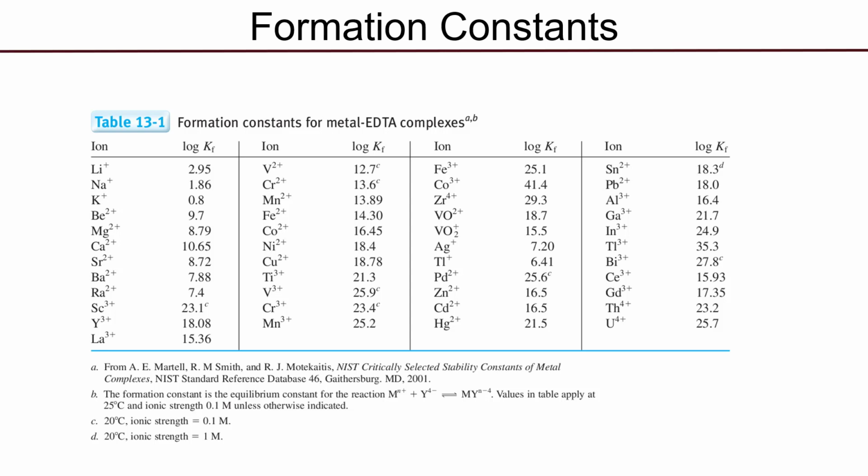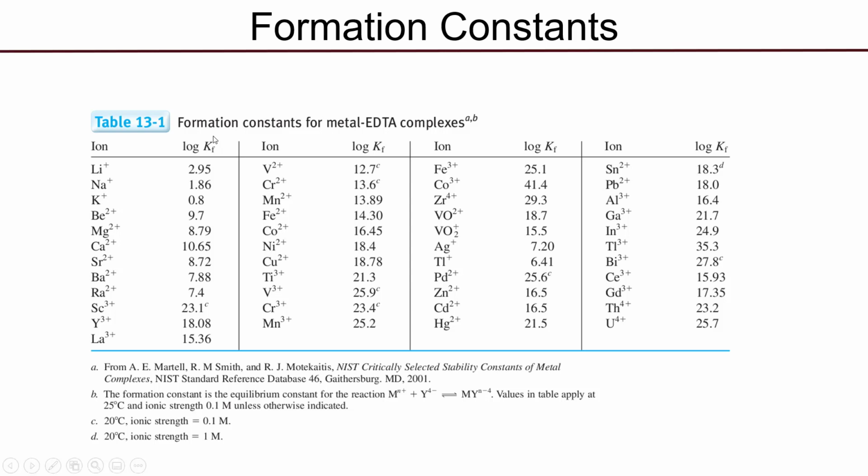The way the table is interpreted, of course, is that in the left-hand column of each main column, you have the ion that you're interested in chelating with EDTA. Notice that for +1 ions, the value of the formation constant is quite small. For every other element on the periodic table that forms an ion with a +2 or +3 charge, the value of that equilibrium constant is substantial.